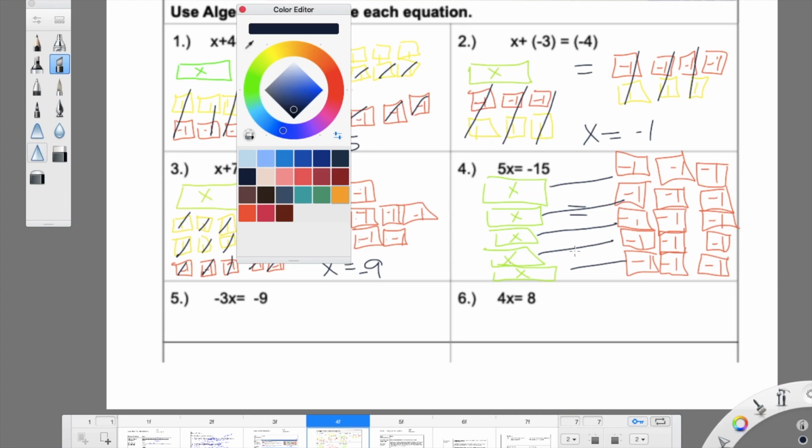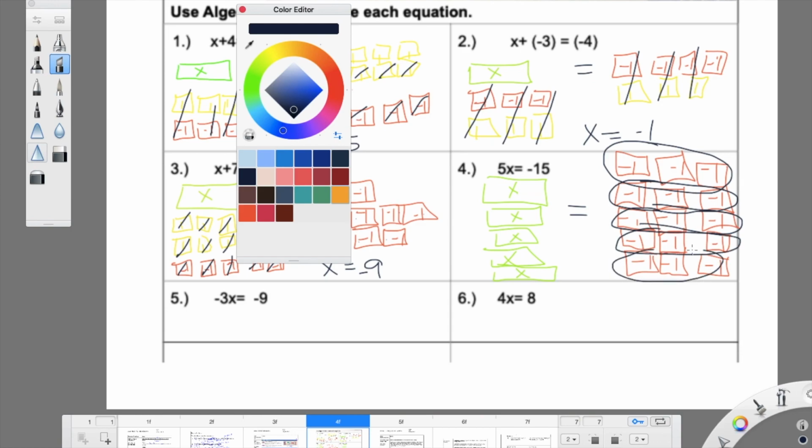So I kind of set this up like this on purpose, the way I line this up, so that I could very easily separate them out into 5 equal groups. So however many x's you have, you want to quite literally divide up the other side so that it's equal. So now every x has negative 3 in it, or negative 1, 3 negative 1s. There we go. I can say that. So they would get the same number.